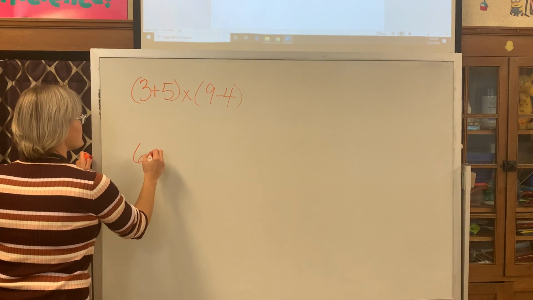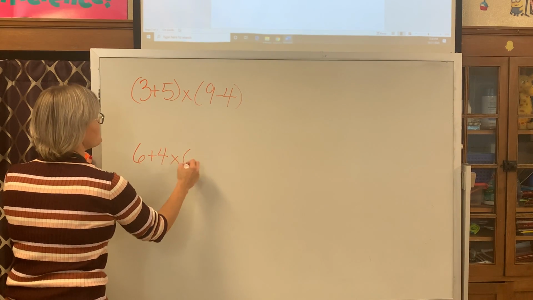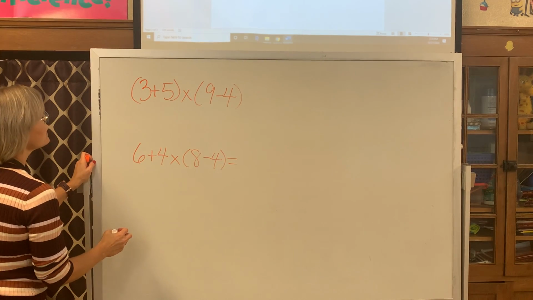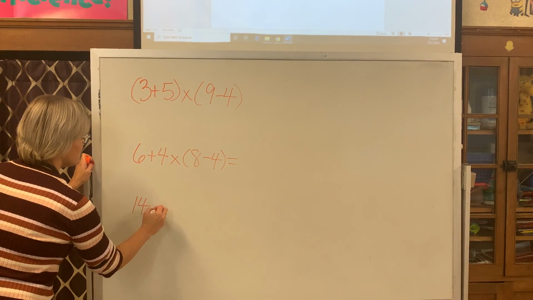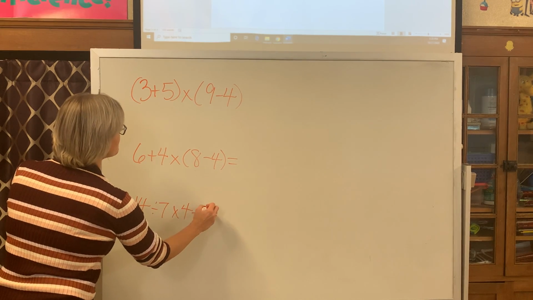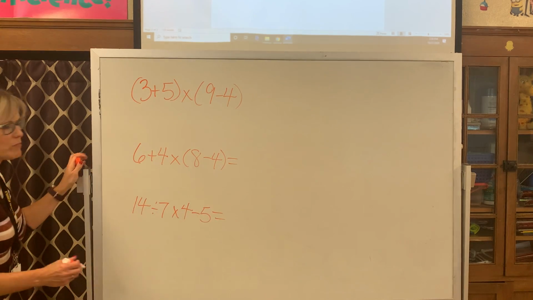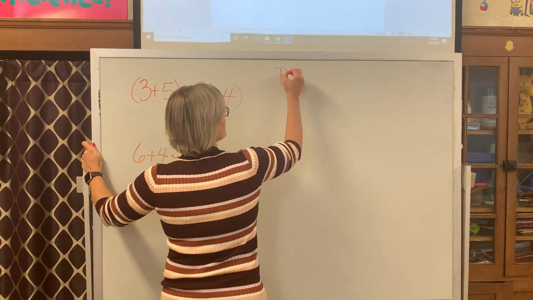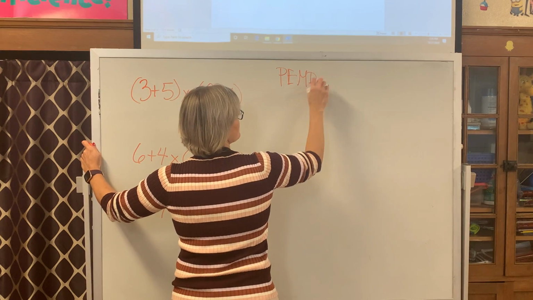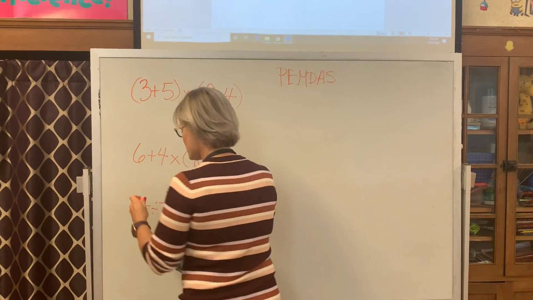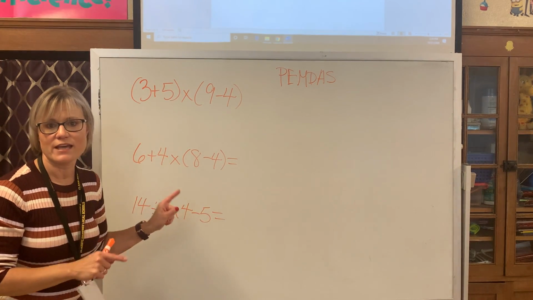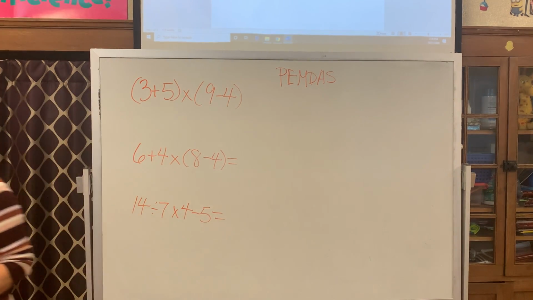Then 6 plus 4 times 8 minus 4 in parentheses. And 14 divided by 7 times 4 minus 5. Remember to use PEMDAS. Parentheses, exponents, multiplication, division, left to right, addition and subtraction, left to right. So go ahead and pause this video, try these out, and come back.